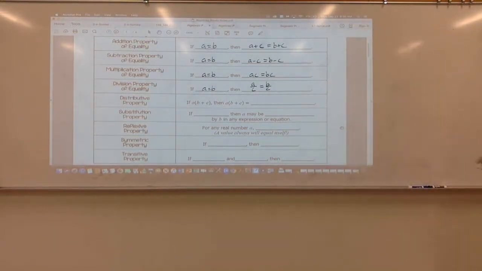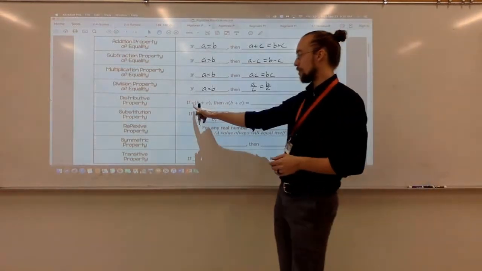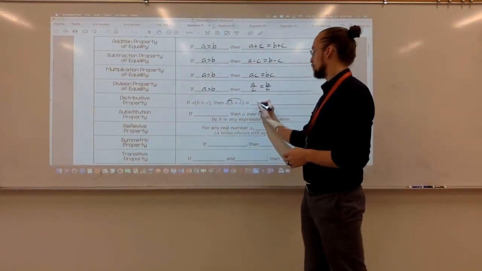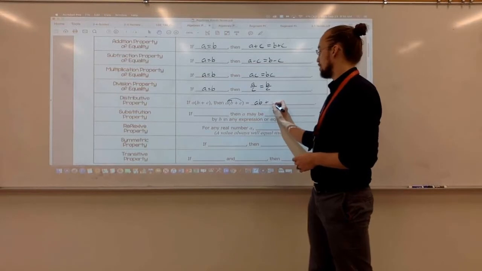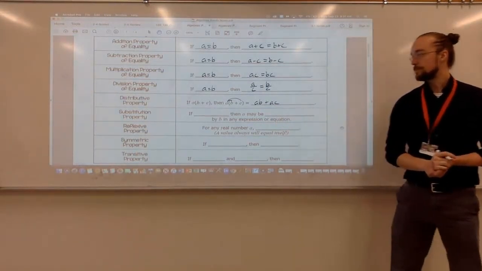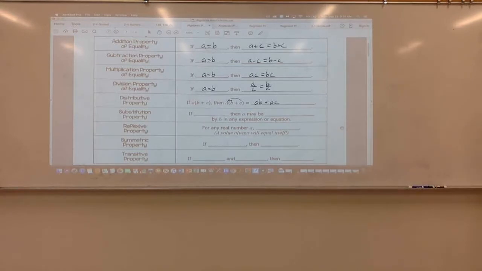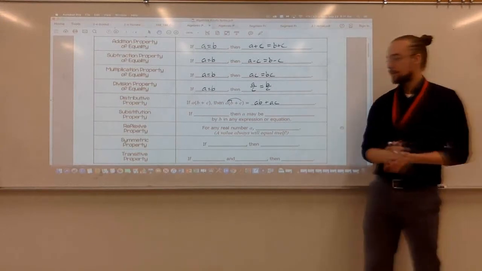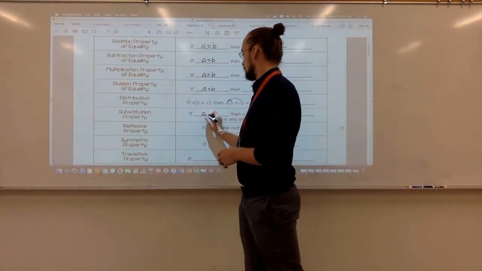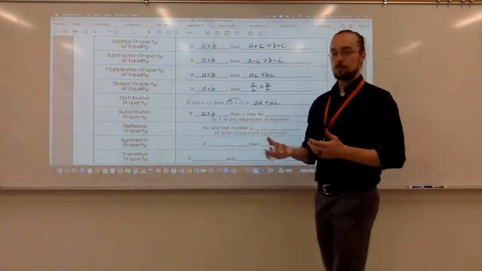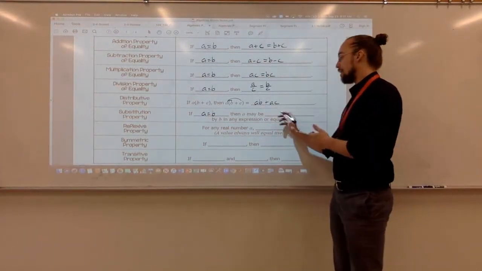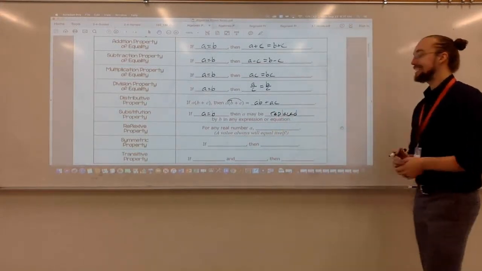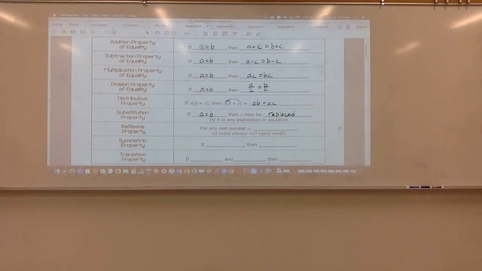The distributive property. You guys know how the distributive property works, right? If I've got A times some quantity B plus C, then I can just distribute that through and say that's equal to AB plus AC. Substitution property. Again, this is something you've worked with as well. If I know that two things are equal to each other, then A can be replaced by B in any expression or equation.